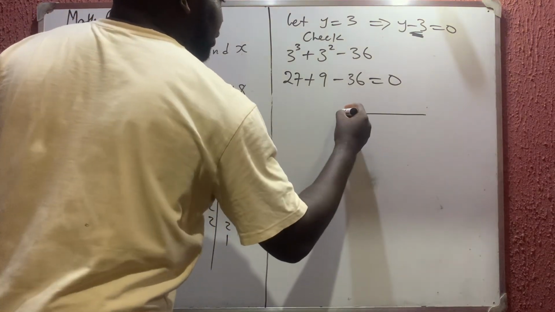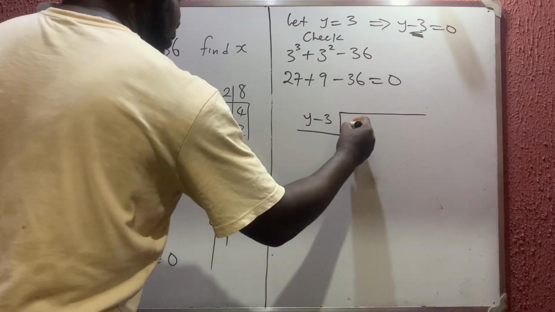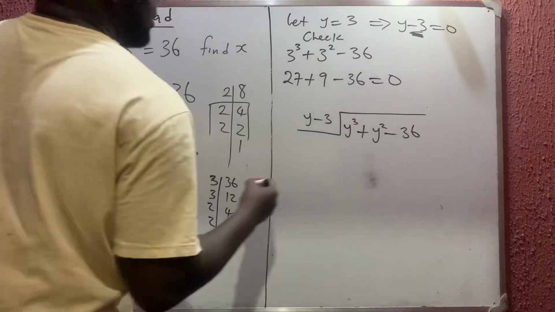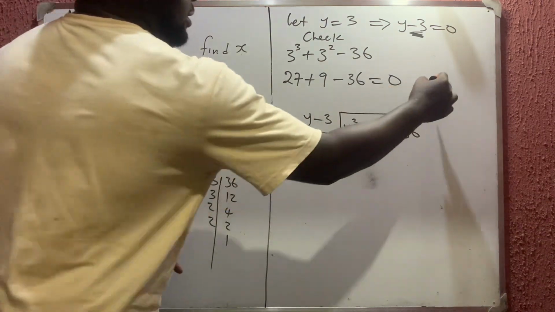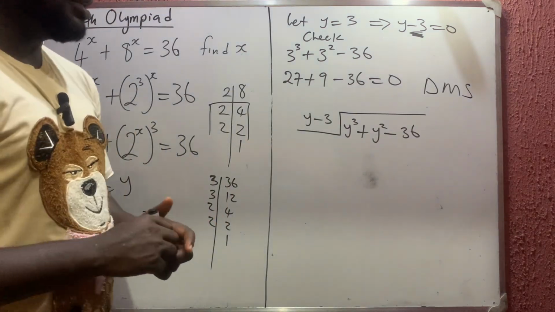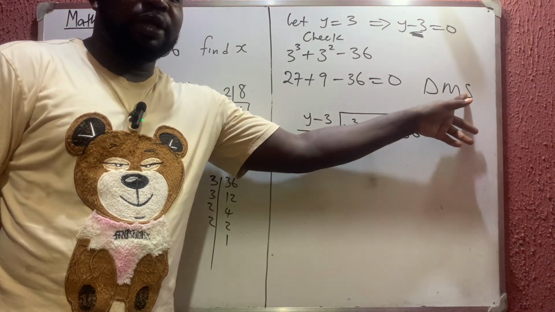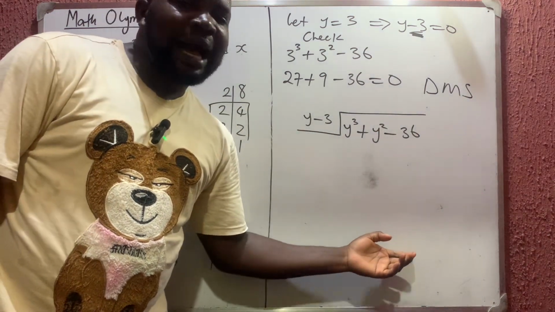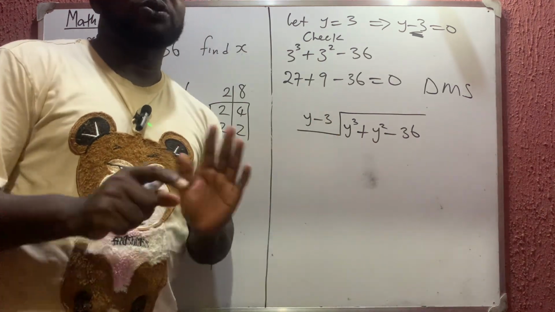Let's use our normal long division. This is our long division. y minus 3, I'm dividing y cubed plus y squared minus 36. Now, in long division of polynomial, we use DMS. DMS means division, multiplication, and subtraction. You keep repeating this DMS until the remainder is less than the divisor. Once the remainder is less than the divisor, that's when you stop.